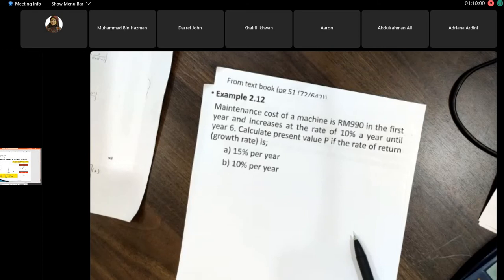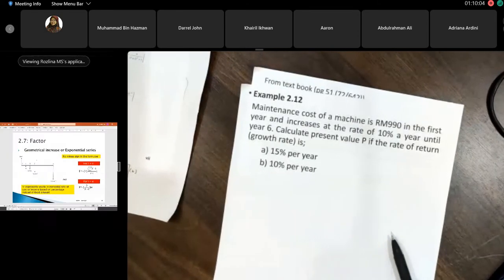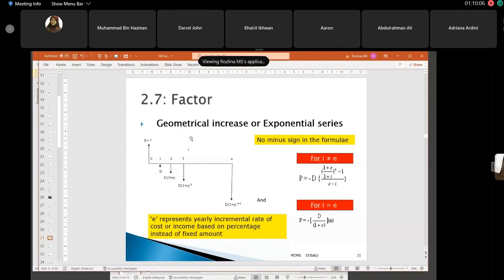Geometrical increase or exponential series. Okay, this is when you see the increment is not in amount. It is not in amount. It is not in the form of an amount value. It is in the percentage. So here you can see if not A, G.